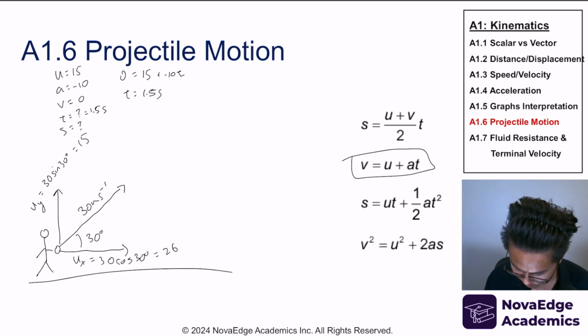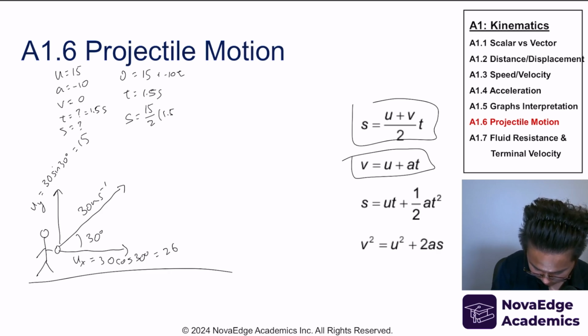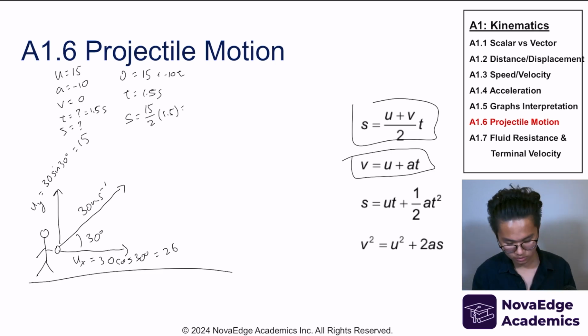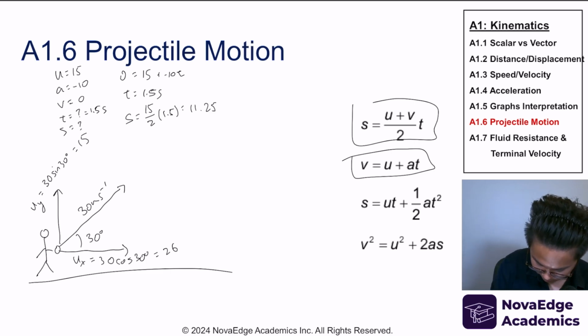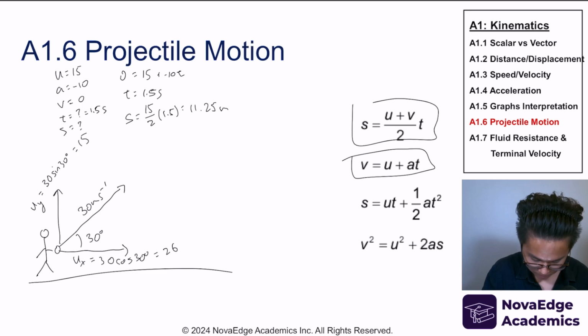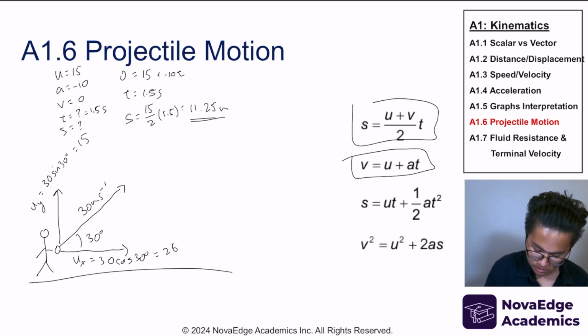Okay, and now I can use any of these guys. I'm going to use this one. s is going to be equal to 15 divided by 2 times 1.5, which is going to be equal to 11.25 meters. Okay, so the peak height of the ball is going to be 11.25 meters. So let me draw the trajectory.